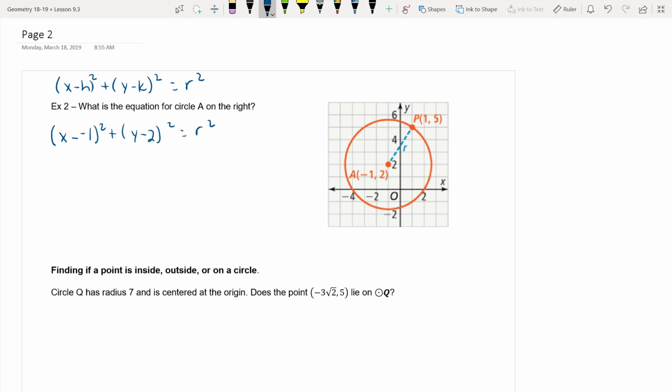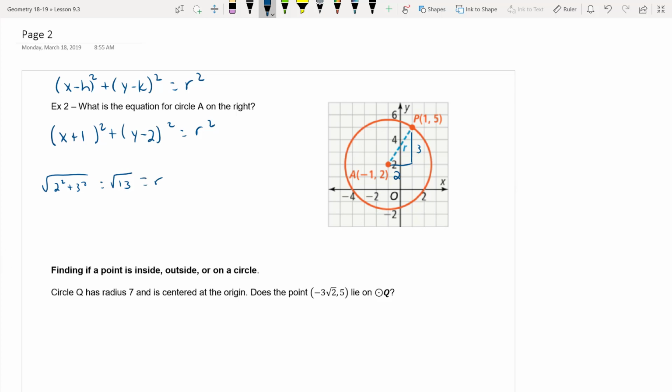The negative negative becomes a plus, so I end up with x plus 1 quantity squared. And then I just have to do the distance formula to get my radius squared. So the horizontal distance here appears to be 2 units, and the vertical distance is 3 units. So I'm going to do the square root of 2 squared plus 3 squared, which is the square root of 13. And that equals my radius.